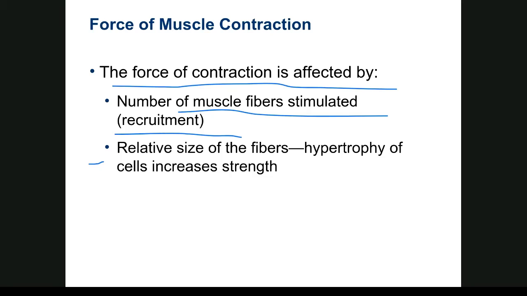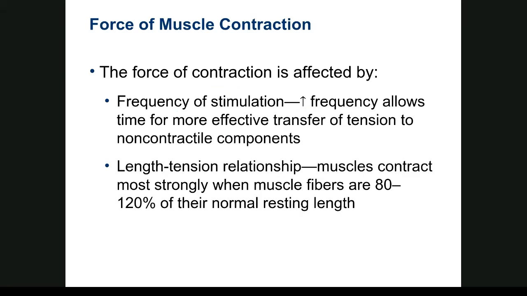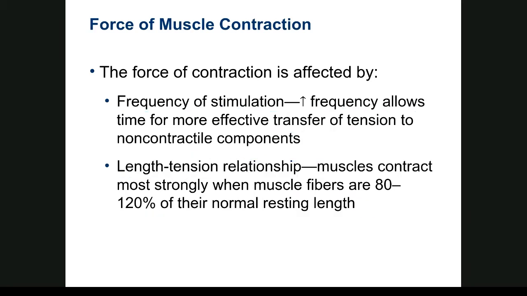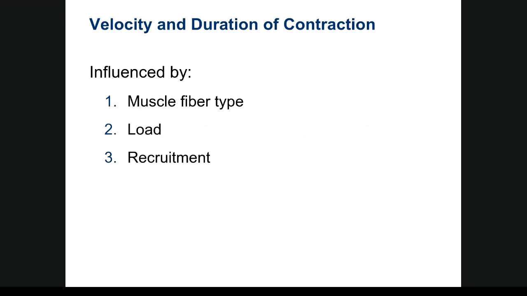Okay, next slide. Force of contraction is affected by several things. Frequency of stimulation: the more frequency of stimulation, the more effective the transfer of tension to non-contractile components. And then also length-tension relationships. Muscles contract most strongly when the muscle fibers are at 80 to 120% of their normal resting length. Now, velocity and duration of contraction is influenced by fiber type, load, and recruitment.